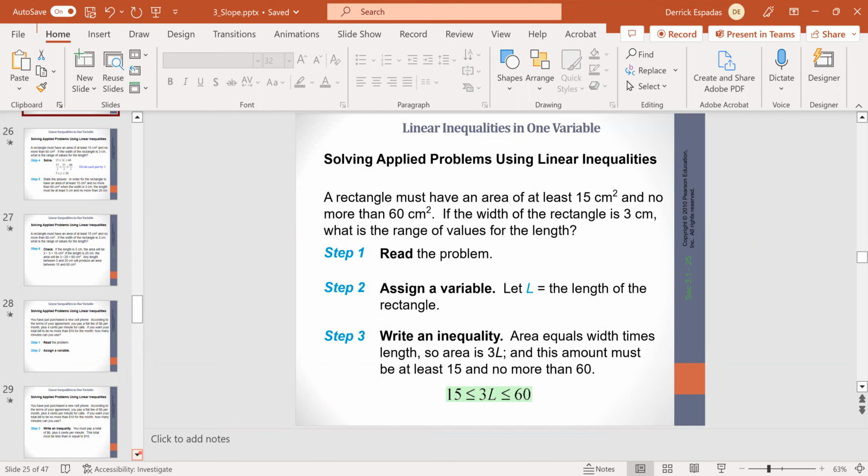So an area equals width times length. So area is 3 times L. This amount must be at least 15 and no more than 60. Remember those phrasings that we just went over? So we can set up this inequality as 15 is less than or equal to 3 times L, which is less than or equal to 60.